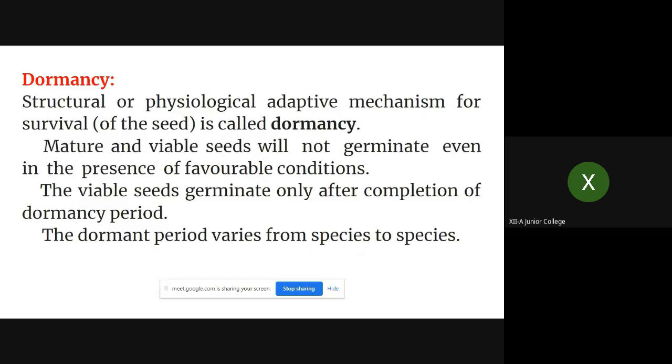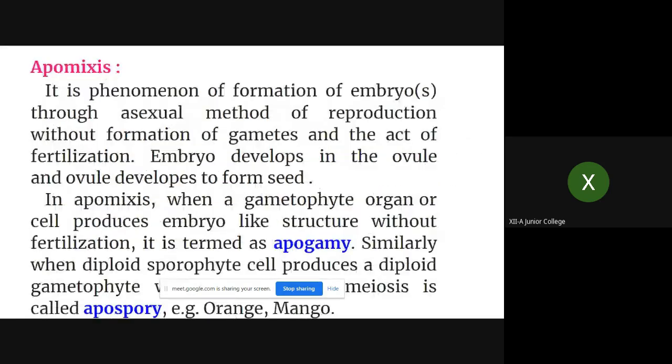You people take rest and then only you are active, right? The same way, the seeds also take rest and then they are ready to germinate. Each and every species' dormant period is different. Mature and viable seeds will not germinate even in the presence of favorable conditions. The viable seeds germinate only after completion of the dormancy period, and the dormant period varies from species to species. You remember this. Now, 2-3 more terminologies remain from this chapter that we will discuss.